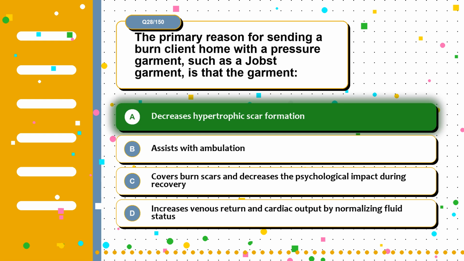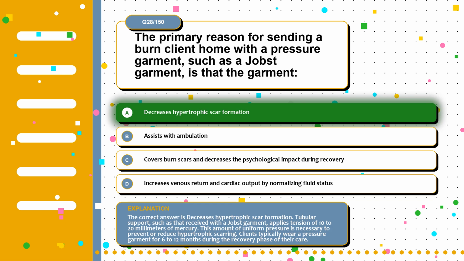The correct answer is option A. Decreases hypertrophic scar formation. Tubular support, such as that received with a Jobst garment, applies tension of 10 to 20 millimeters of mercury. This amount of uniform pressure is necessary to prevent or reduce hypertrophic scarring. Clients typically wear a pressure garment for 6 to 12 months during the recovery phase of their care.